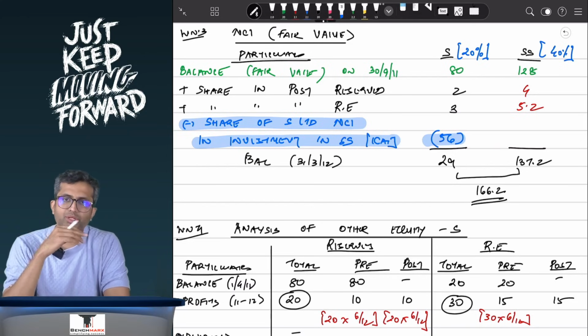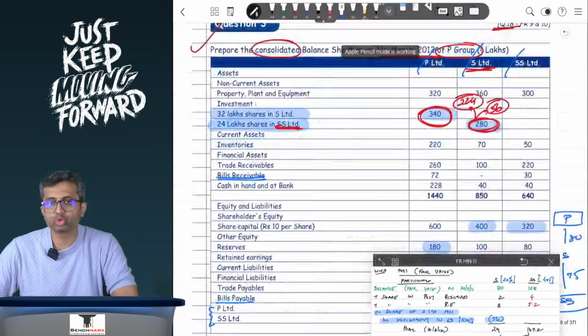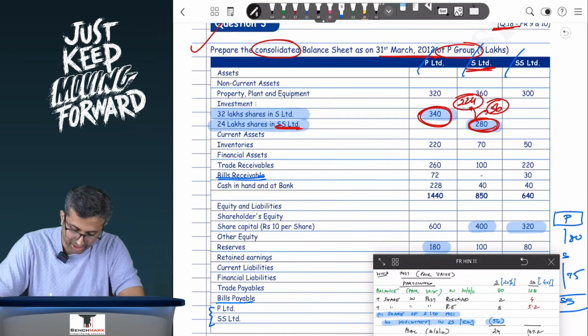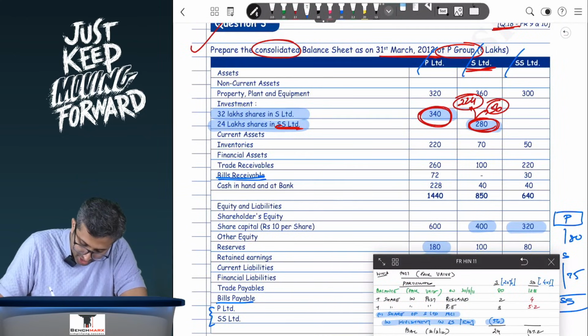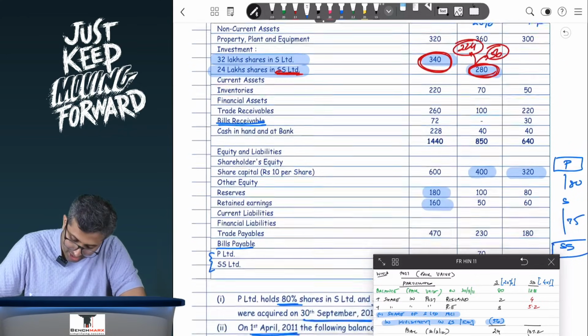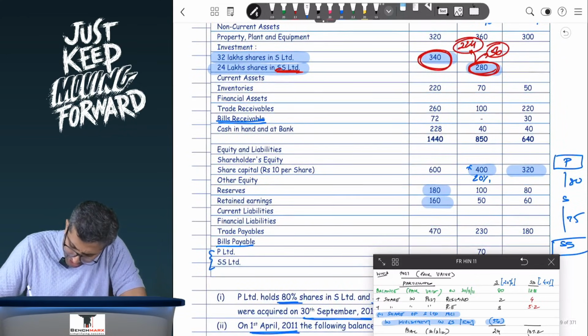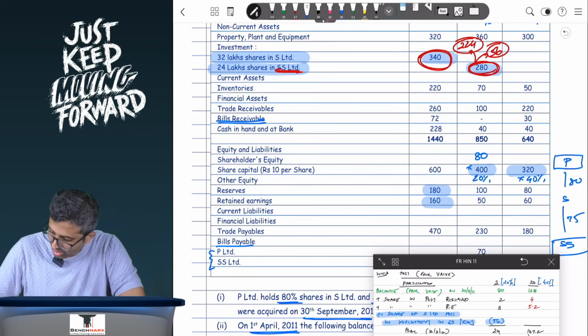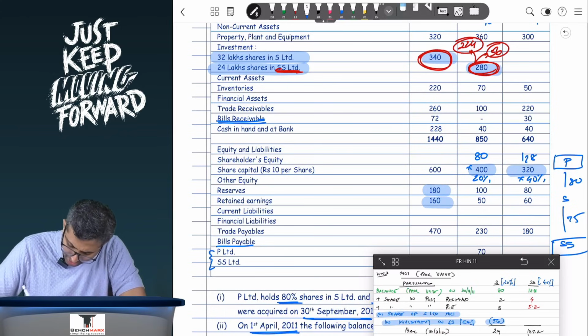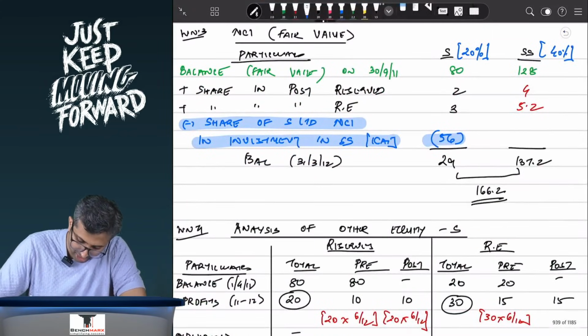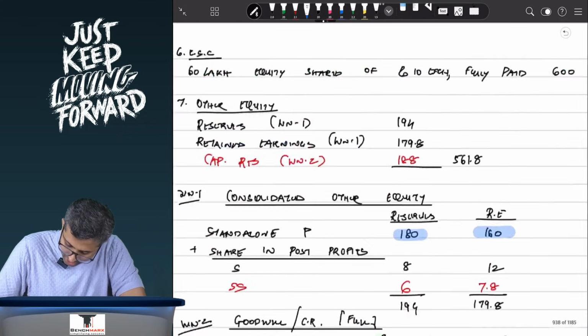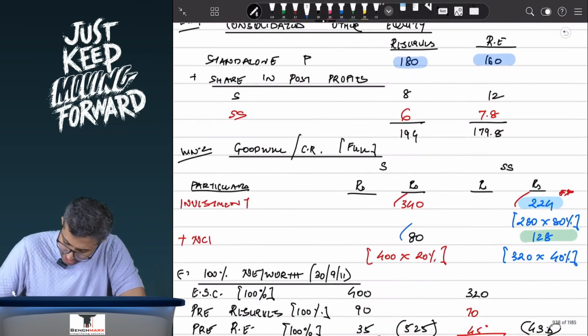Now this is NCI at fair value. If NCI is to be calculated at fair value, before you go to the workings further, you will find a fair value. What is the NCI in SS? This is 20% in S, and 40% in SS, which means 400 into 20%, that is 80, will give you the market value. 320 into 40% will be 128. This will also give you the market value. So when I take the NCI's market value, this is 80, this is 128.